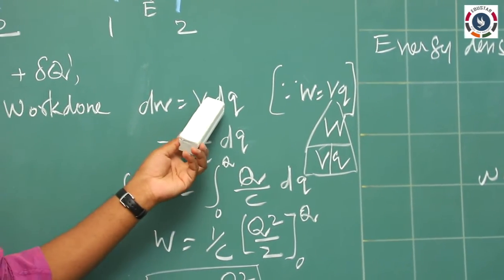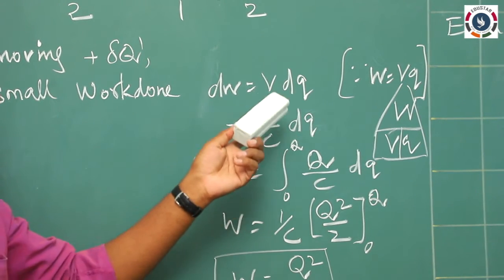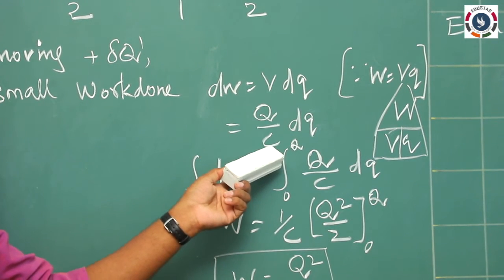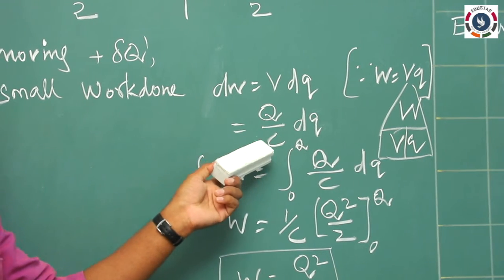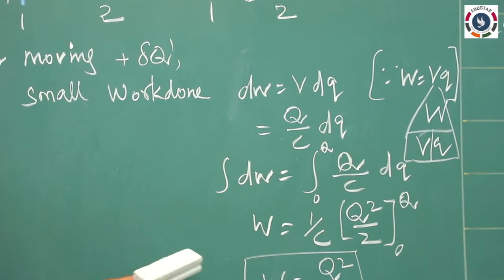Also, we know the formula Q is equal to CV, so V equal to Q by C. Substituting this and integrating the small work, we can obtain the total work.